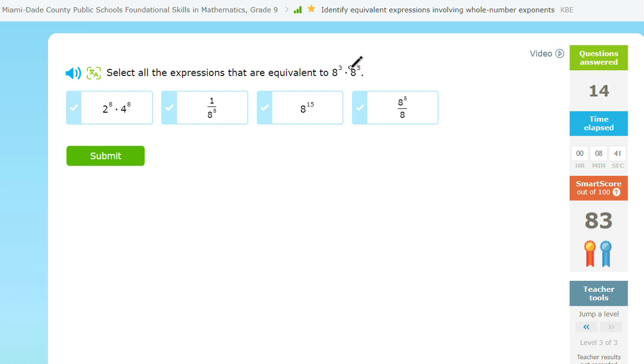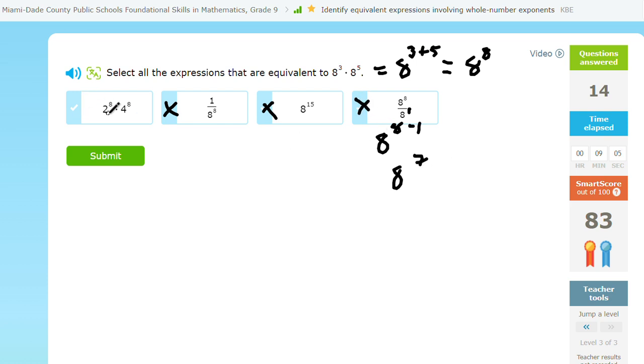8 to the 3rd times 8 to the 5th is 8 to the 3 plus 5, which is 8 to the 8th power. So this is upside down. That's definitely wrong. Maybe this is right, but this is really 8 to the 8 minus 1, because you're dividing with the same base and different exponents, which is 8 to the 7th. That's not right. And so this one is the same exponent, so I multiply the bases, so 2 times 4, and keep the exponent, which is 8 to the 8th power. So that's what I'm looking for. So the first option was the only correct option in this case.